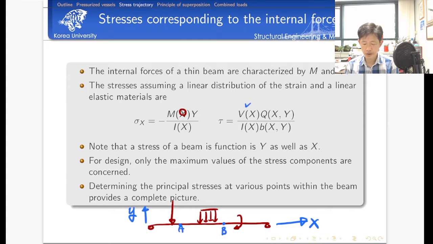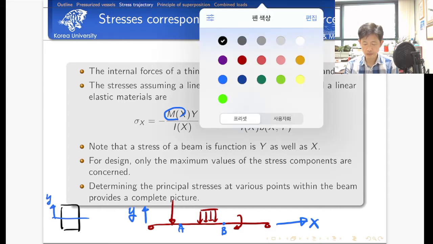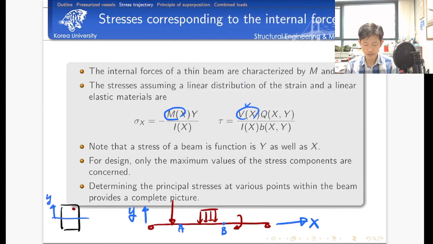The bending moment and the shear force depend on the position, isn't it? And then the second term here, look, this is the y coordinate. So if you want to measure the stress at a certain point, we'd like to measure the distance up to this point. So y coordinate, isn't it, right? So that depends on the y coordinate.